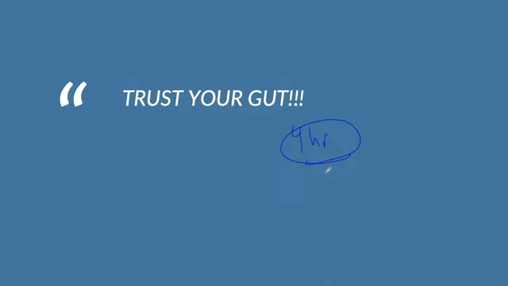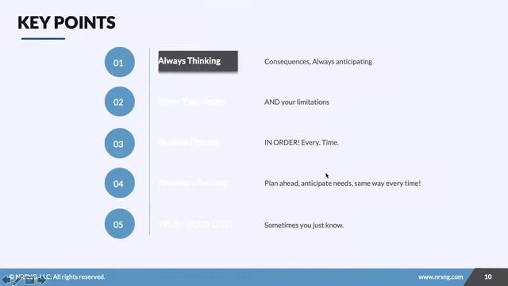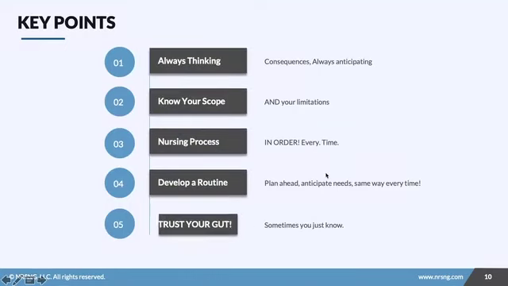So trust your gut. It's okay to think that things are going to be a little bit different. It's okay to have these feelings. Trust that gut and understand that that's your role as a nurse, is to provide care, but also to look for anomalies and look for when things are a little bit different. So thinking like a nurse involves always thinking about consequences of action and inaction, and then always anticipating what's going to happen next. To think like a nurse, make sure you know your scope and your limitations.